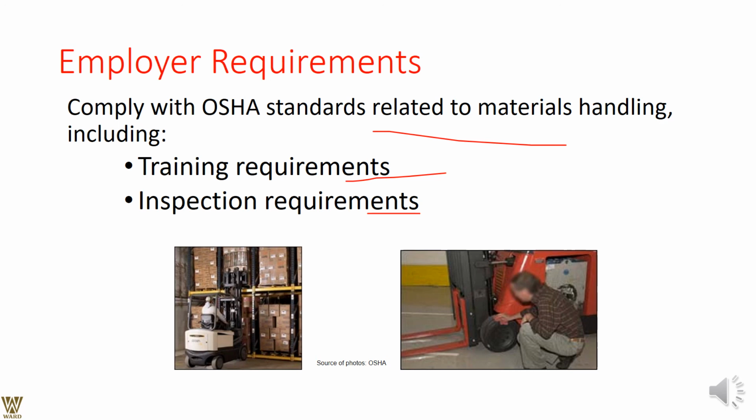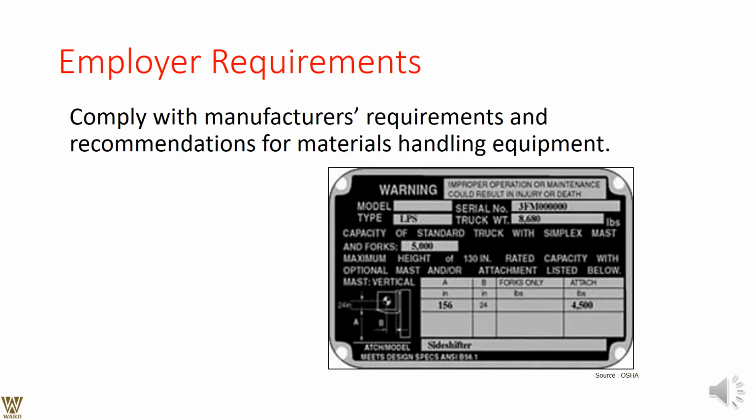What is done about the employer requirements? Employer requirement is all about training and inspection requirements. This needs to be done. You look at it, inspection has been done, the training has been carried forward. So that is a thing. Employer requirement is also complying with the manufacturer's requirements, where they will come up with their labels. You should follow the labels as far as the load capacity is concerned, and anything that needs to be maintained, as recommended for material handling equipment.